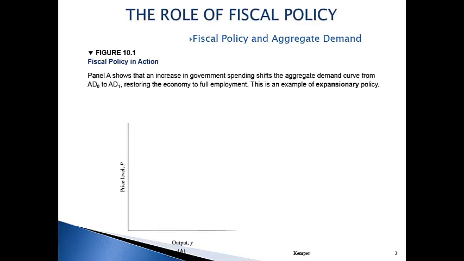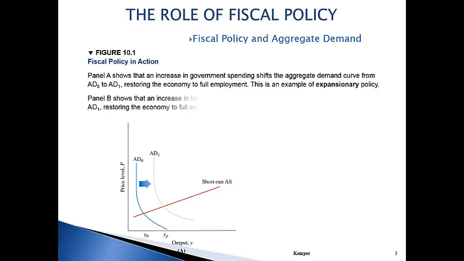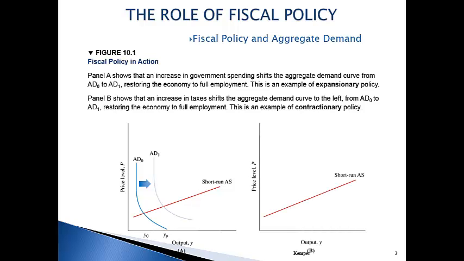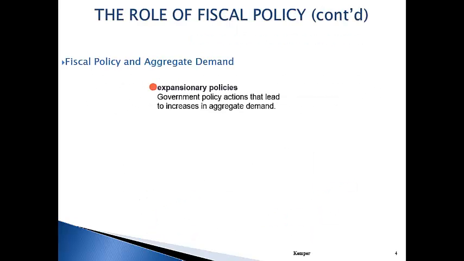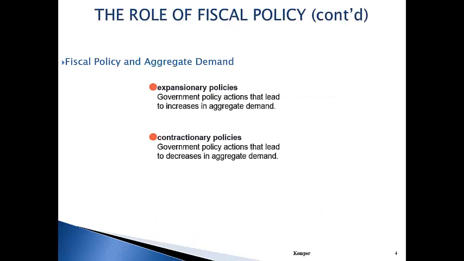What is the role of fiscal policy, specifically when we're talking about aggregate demand? Well, there are two ways in which we use fiscal policy. The first is expansionary, which shifts the aggregate demand curve to the right, and contractionary, which shifts the aggregate demand curve to the left. Expansionary policies are ones in which the government increases aggregate demand. Contractionary policies are ones in which the government decreases aggregate demand.